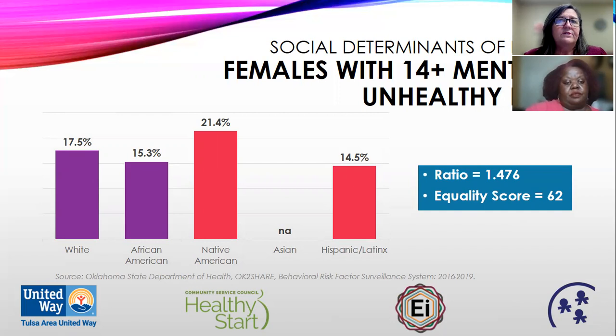The Behavioral Risk Factor Surveillance System uses the measure of 14 or more mentally unhealthy days per month as an indicator of mental distress. 14 plus days per month is strongly associated with the diagnosis of mental disorders such as depression and anxiety. About 1 in 5 Native American women report 14 or more mentally unhealthy days per month, compared to about 1 in 7 Hispanic Latinx women in Oklahoma, meaning that Native American women are about 50% more likely than Hispanic Latinx women to have mental health disorders. This disparity generates a score of 62.